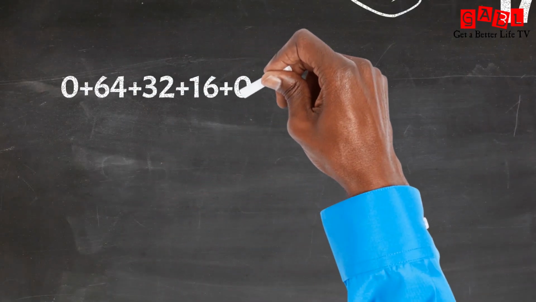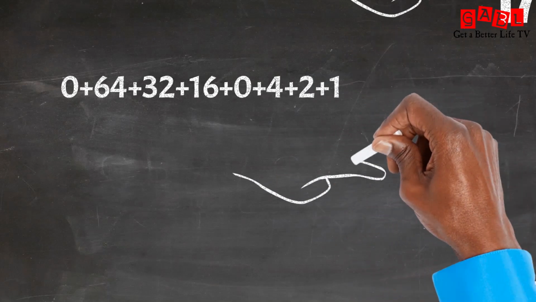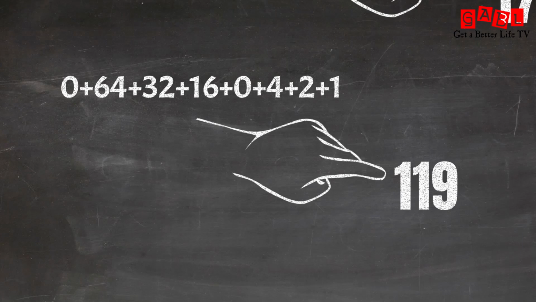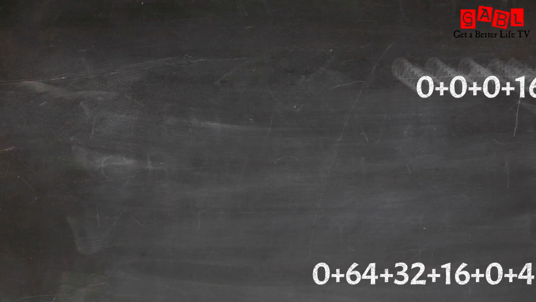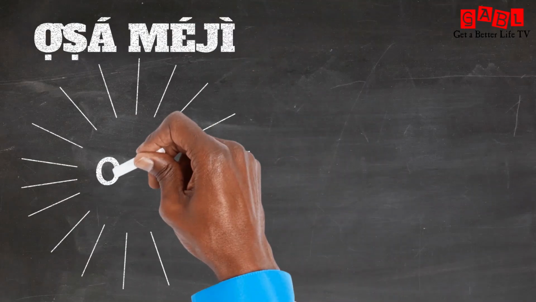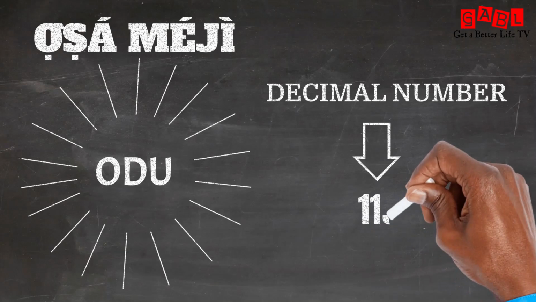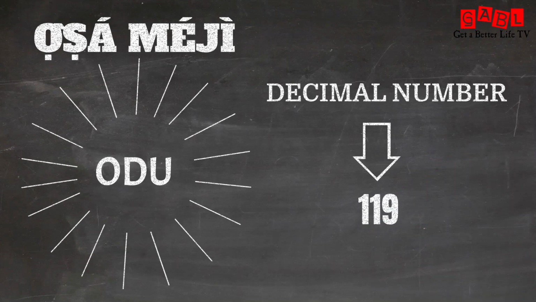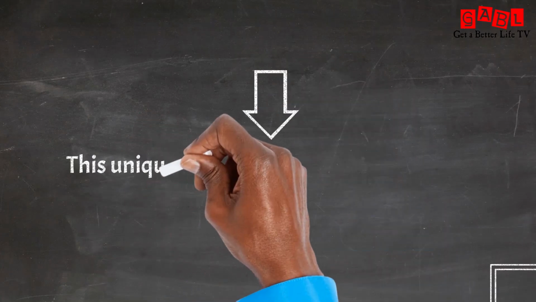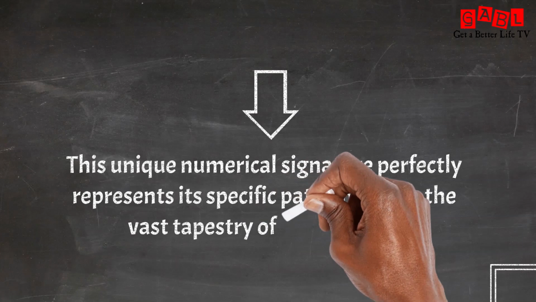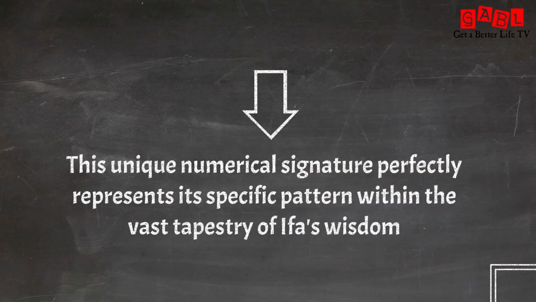This calculates to 0 plus 64 plus 32 plus 16 plus 0 plus 4 plus 2 plus 1, which sums up to 119. So, Osa Meji, the Odu of profound transformation and dynamic change, corresponds to the decimal number 119. This unique numerical signature perfectly represents its specific pattern within the vast tapestry of Ifa's wisdom.